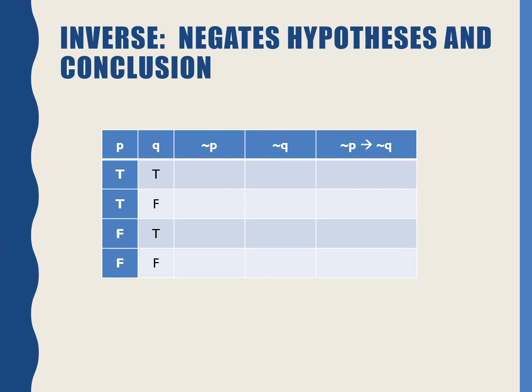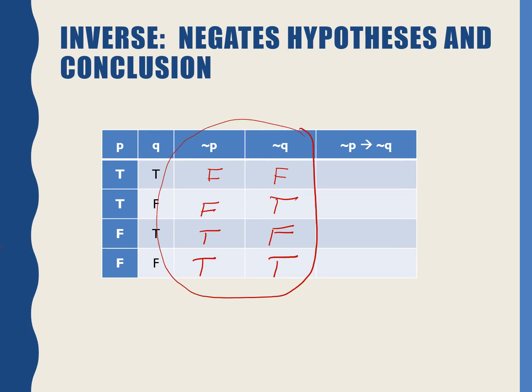So now let's look at the inverse. Remember, the inverse just negates the hypothesis and the conclusion. So if I negate P, this will be false, false, true, true. If I negate Q, that's going to become false, true, false, true. So now we're going to concentrate on these. Okay. Again, the only time that this is false is if not P is true and not Q is false.